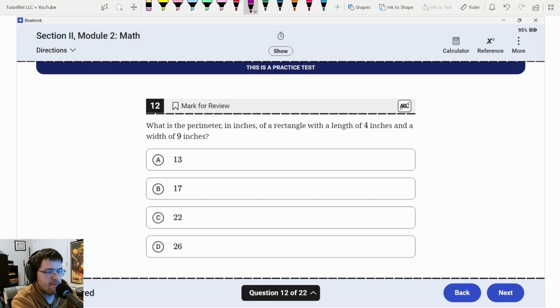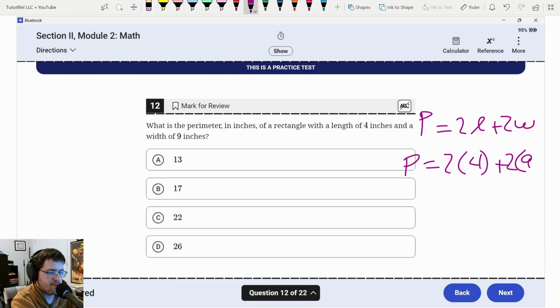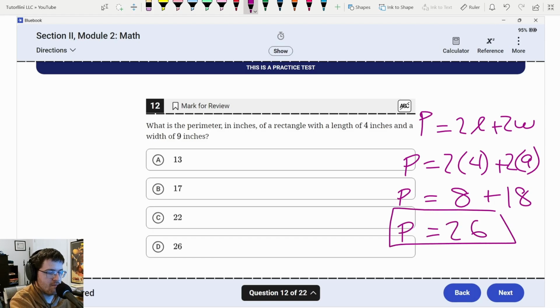Okay, question 12. The equation for the perimeter of a rectangle is 2L plus 2W. The length is 4. And the width is 9. So 2 times 4 plus 2 times 9. That gives us 8 plus 18, which gives us 26, which is choice D.